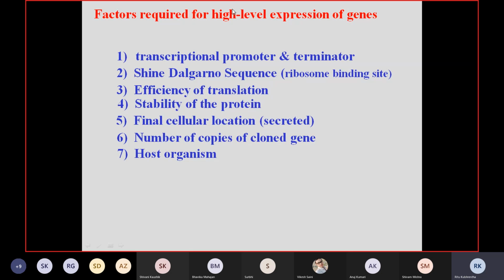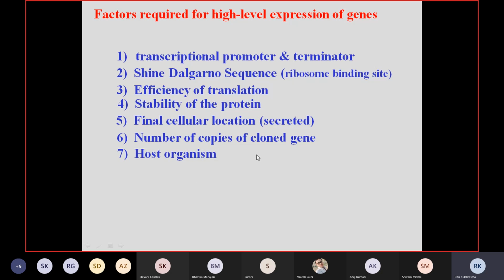So the best would be if you somehow add a secretion tag in your construct and ensure that your protein is secreted out of the cell, and all you have to do is harvest the media and the protein which is present in there. Then in many cases, it is also the copies of the cloned gene which are important. So I'll forward one review article to you, and all these points are discussed in a lot of detail in that review article. It's not a very big review article, but a short one.